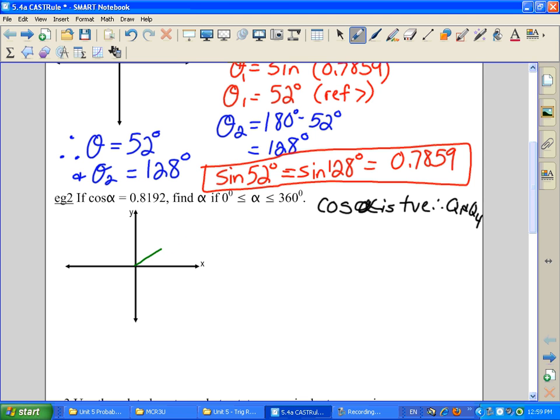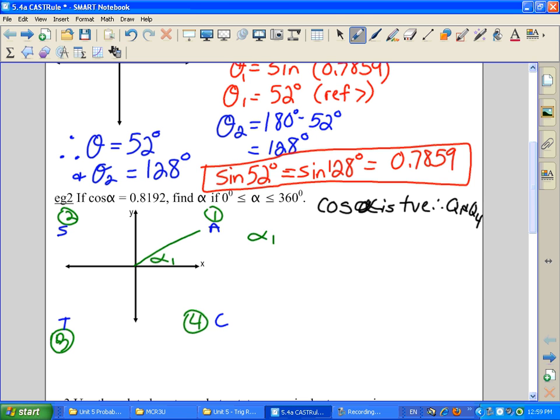So I'm going to draw my first angle, which is alpha 1. That's in quad 1. Okay, so if I do my quad 1, 2, 3, and 4, and if you want to put the CAST rule on there just to see, it's C-A-S-T.